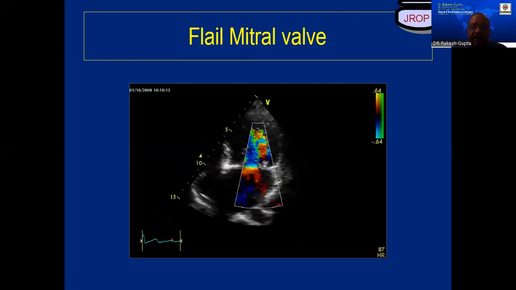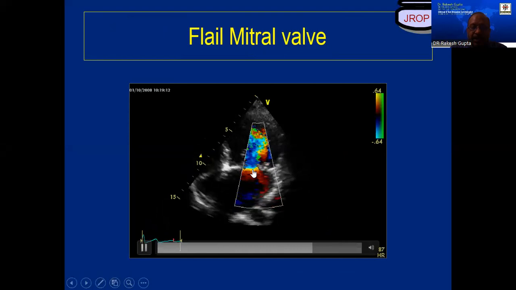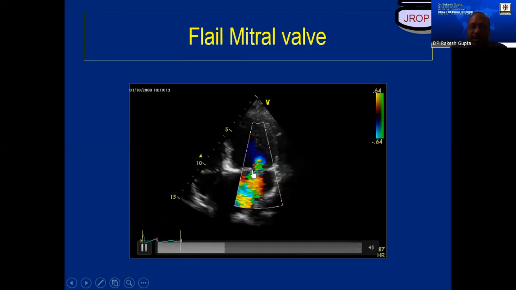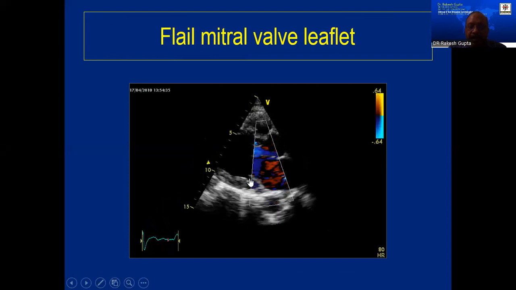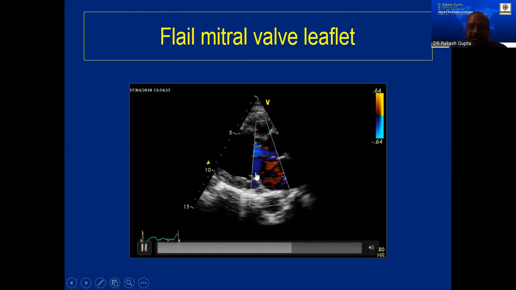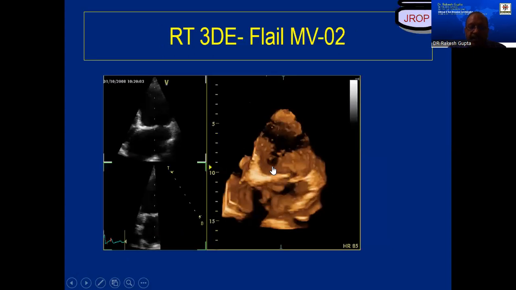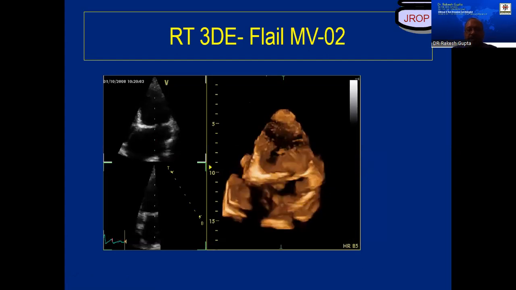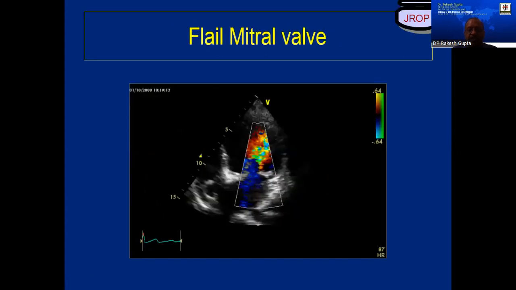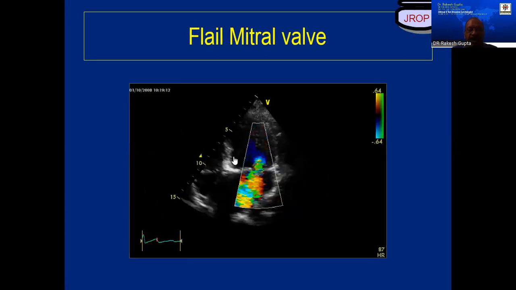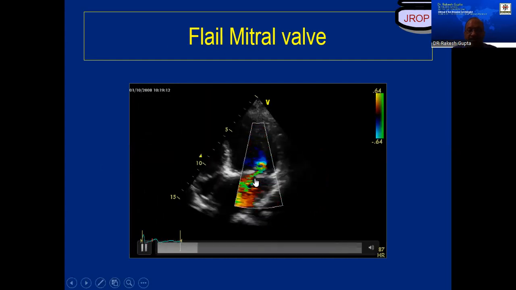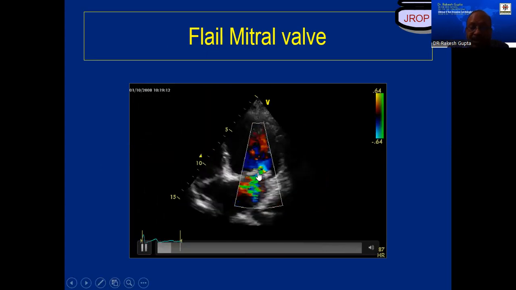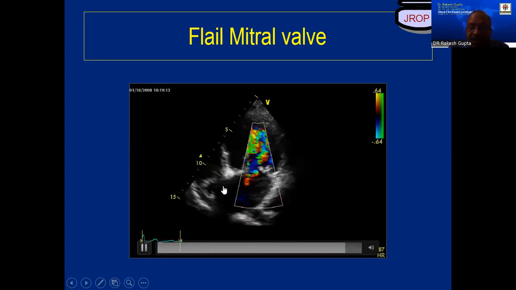Then comes flail. Here, what exactly? I said the same thing over there: the tip of the leaflet in four chamber billows back into the LA, the coaptation line is lost and we get severe mitral regurgitation. Again, another example, when the PML is flail and giving us an eccentric MR jet. And this can be very clearly seen in real-time three-dimensional echocardiography. This is the picture from the patient which I showed you a couple of minutes back. You can't pick up the severity of MR very categorically, but whichever leaflet is flail, the jet will be in the opposite direction.